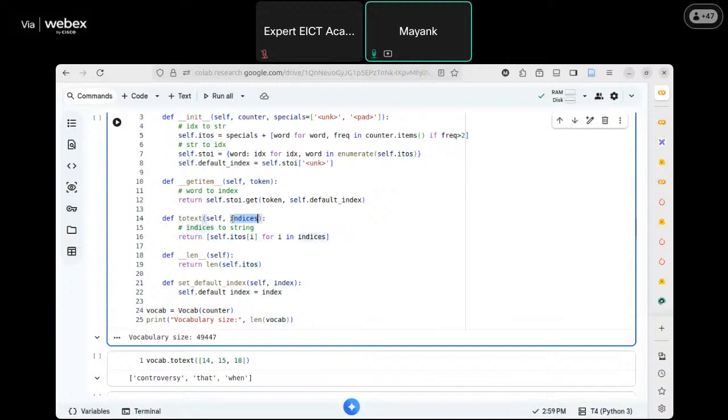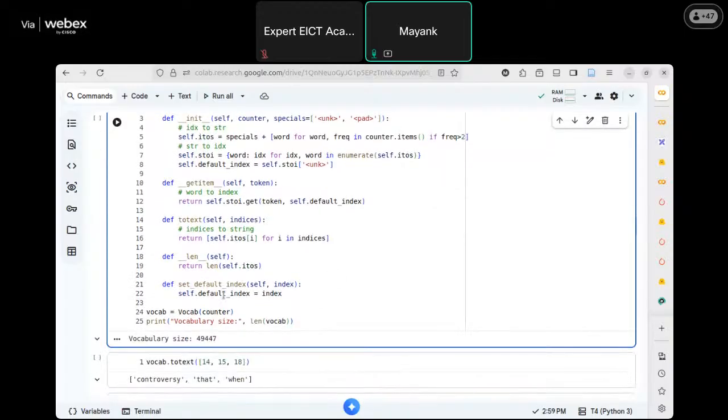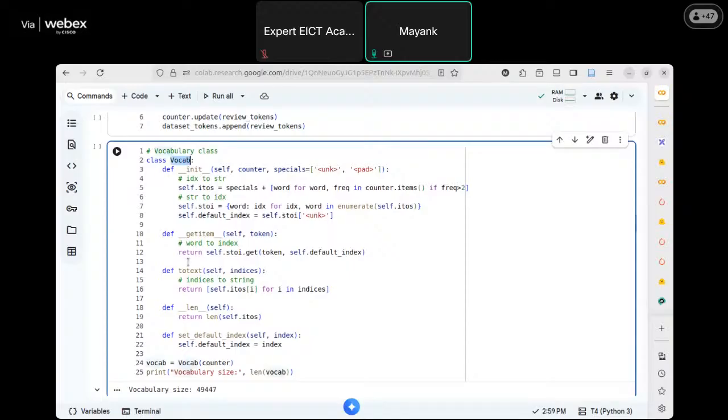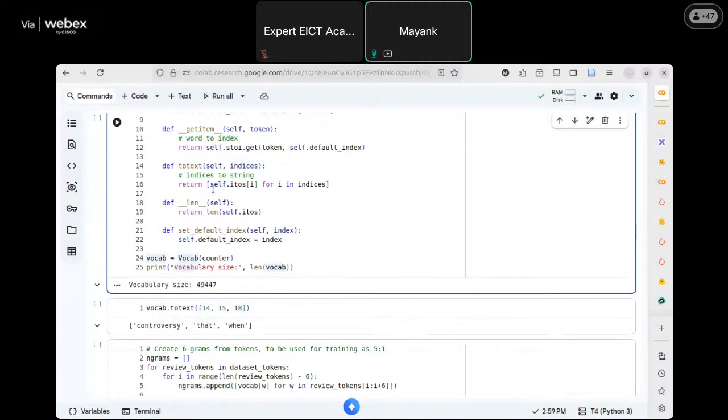This is our decode function. When the model outputs, it will output in the form of indices. It will give a one-hot vector, we convert the one-hot vector into an index, and when we want to fetch the string, we use the I2S function and we get the corresponding string. Okay, we convert the index to a string using the I2S method. So this vocabulary class has these methods, I2S and S2I. These are the useful ones.